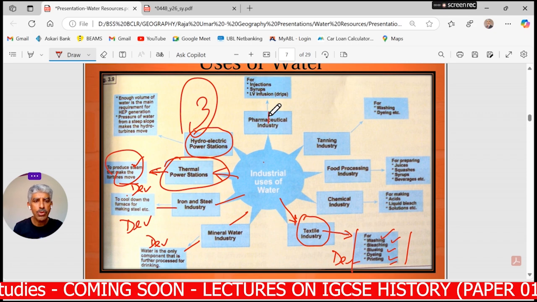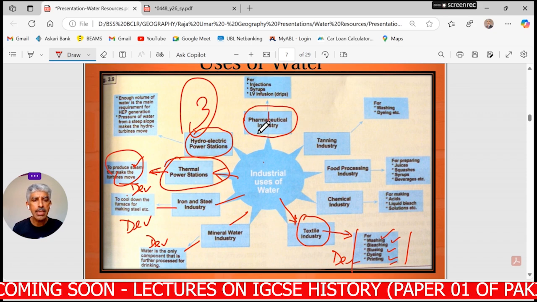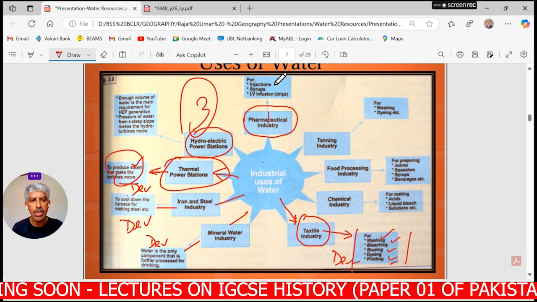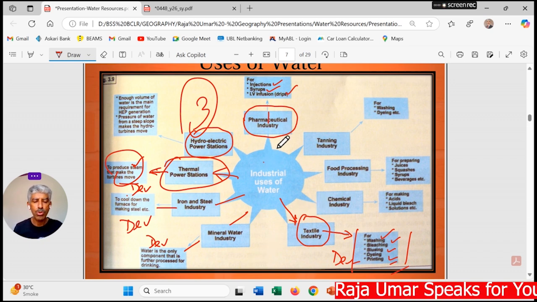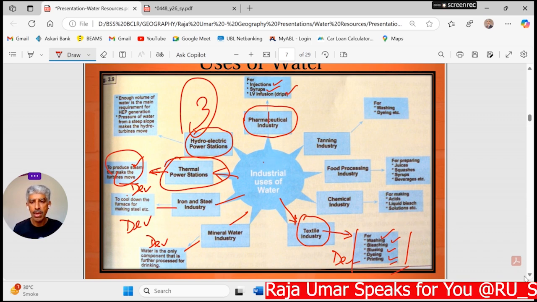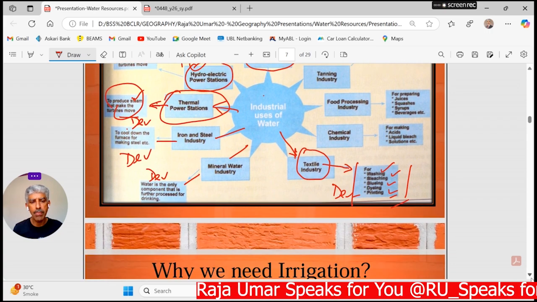And for the pharmaceutical industry, the last one, that in the medicines industry, the water is being consumed for making injections, syrups, and IV infusions, I mean the drips. So this is how the water is being consumed in the industries, and that is really very important. And you are supposed to know the industrial uses of water for the sake of the development of industry in Pakistan.